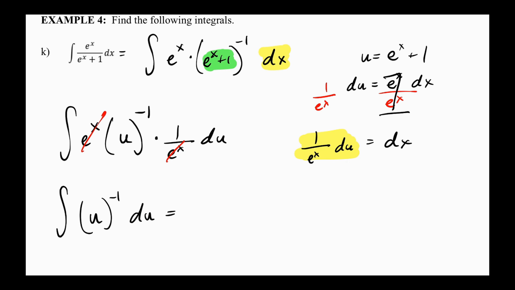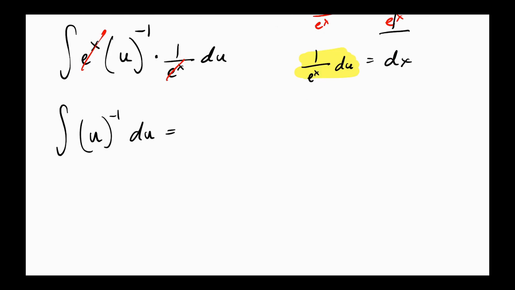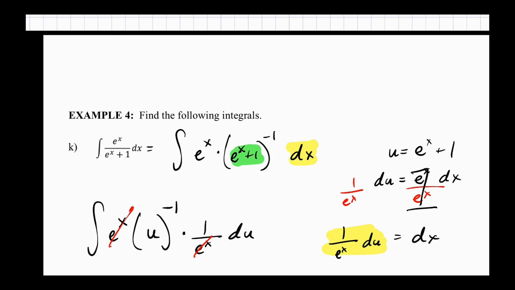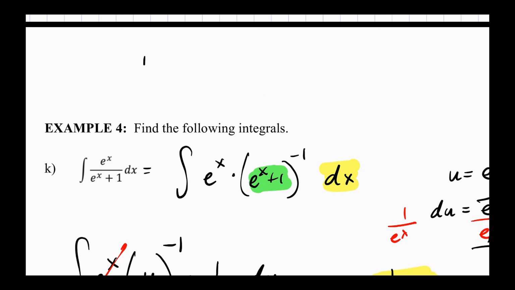I'm going to get u to the 0 over 0. u to the 0 is okay. But if I divide by 0, that's a no-no. So what do I do? There you go. The derivative of this guy should be written somewhere in your notes, but if it's not, highlight it, underline it. The antiderivative of this guy is natural log of x plus c.